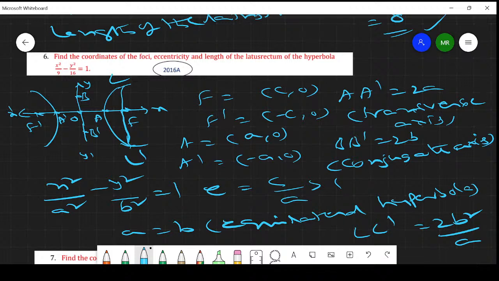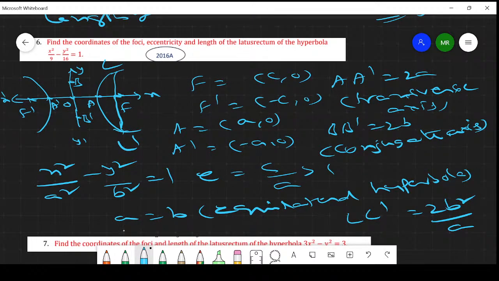Sir, what is the relation between a, b and c? That I will also tell you now. The relation between a, b and c is also better to discuss here. c square is equal to a square plus b square. That will be the relation between a, b and c.